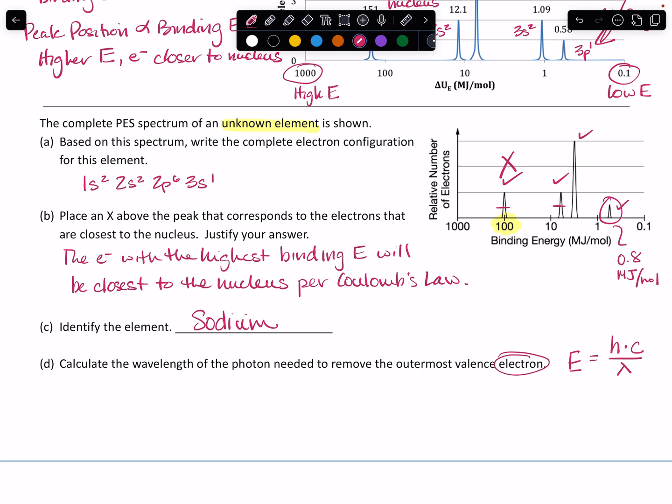So before I can do anything, I need to convert from energy per mole to energy per atom. The energy per atom is going to be equal to this 0.8. Now, mega is times 10 to the sixth. That's going to get me just into joules, and this is per 1 mole. But I need to get to atoms. And so to go from moles to atoms, I need Avogadro's number.